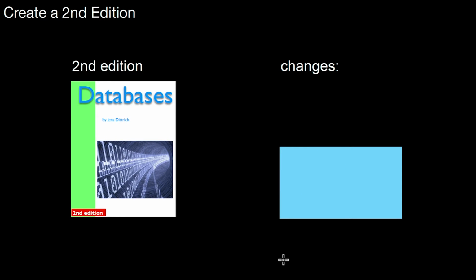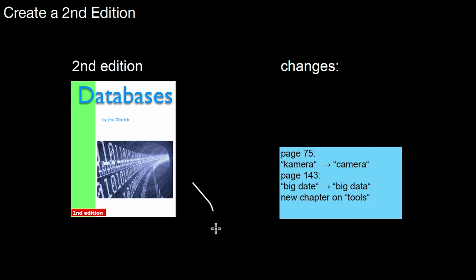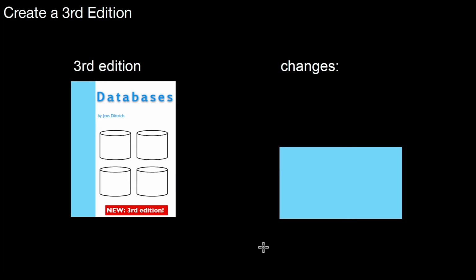So they publish the second edition and they start collecting changes all over again. So now they have an empty list, but over time more typos occur, like camera was not spelled correctly, big data should actually be big data, and so forth. There's a new chapter on tools that should be integrated. So eventually again they merge the two, the second edition and those changes, into a third edition of the book. And again they start collecting changes. So more spelling errors and so forth.